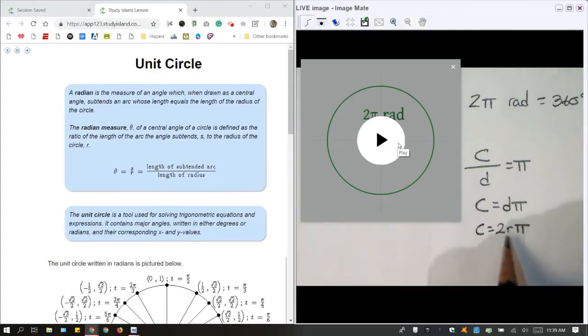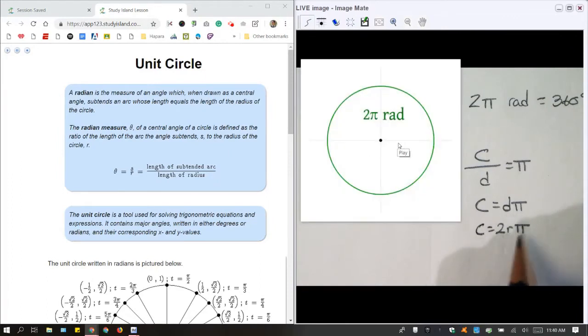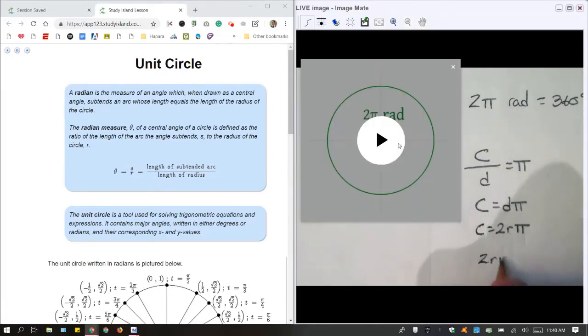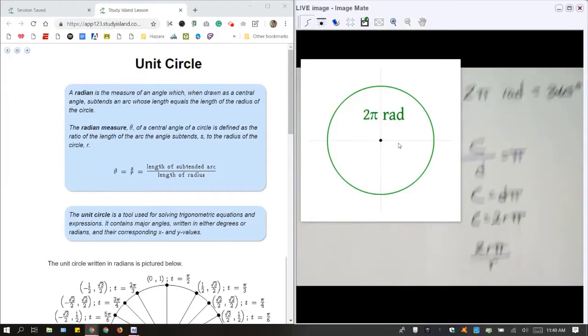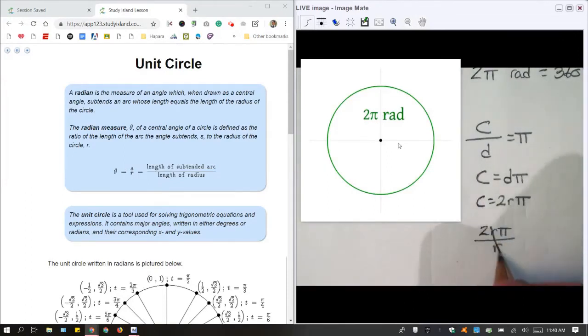Well, the entire circumference is 2 times the radius times pi. If I want to know how many radii fit into that, I would just divide. So I have 2 times the radius times pi divided by the length of a radius. And what happens there, our radii, they cancel out. And so you get 2 times pi. So you have 2 pi.